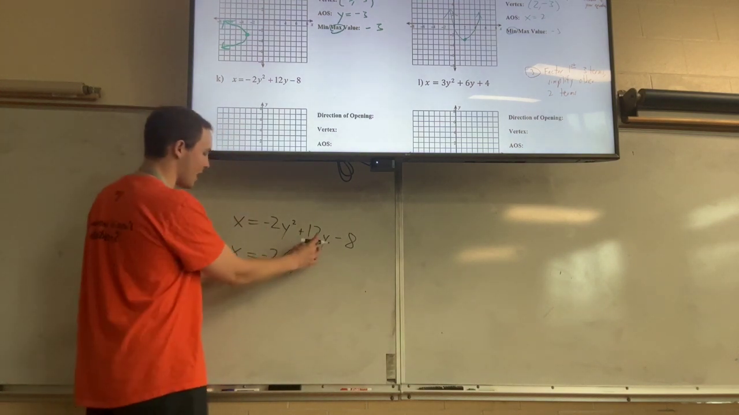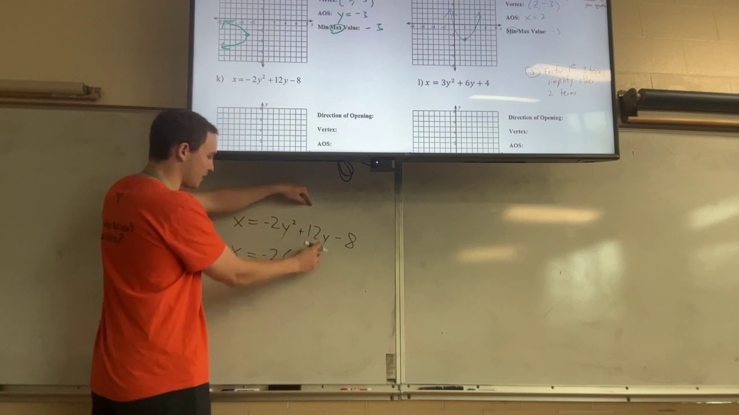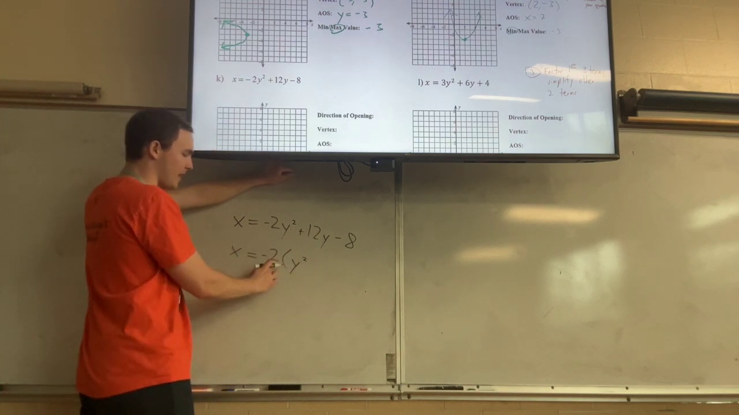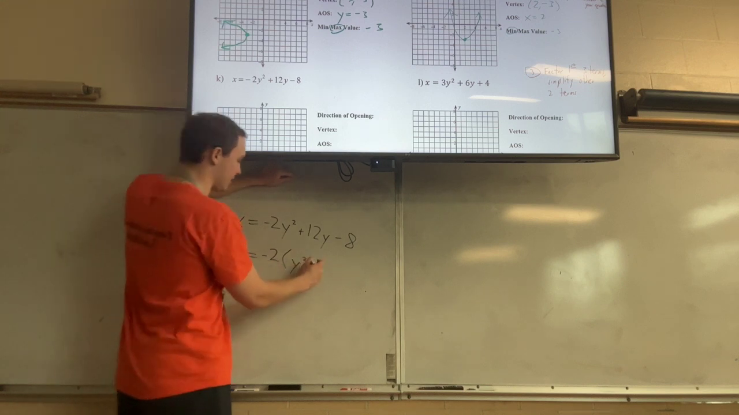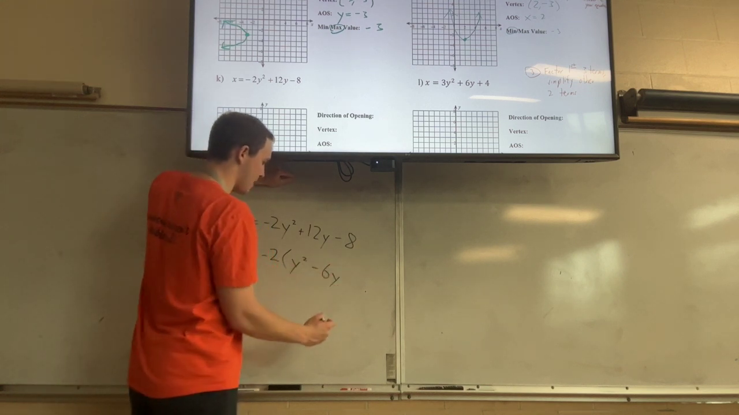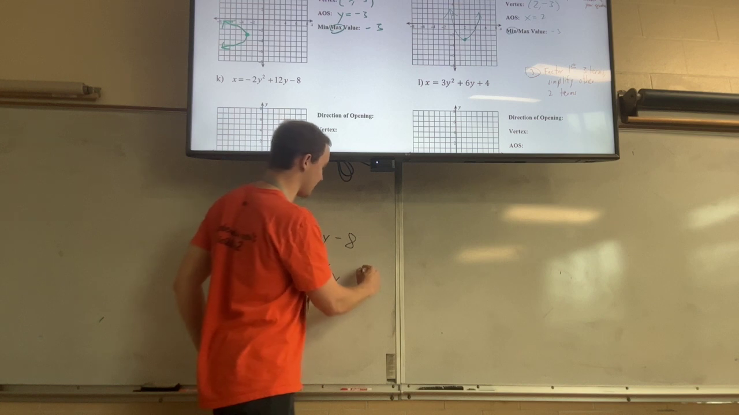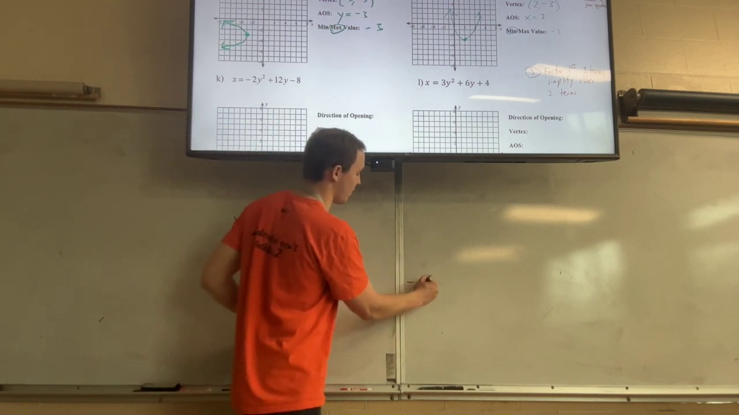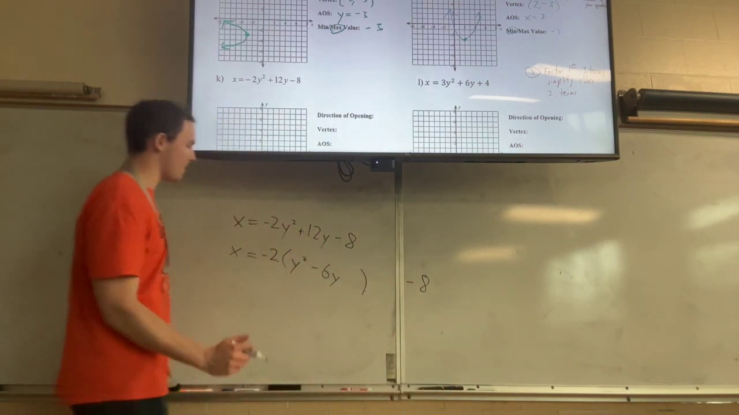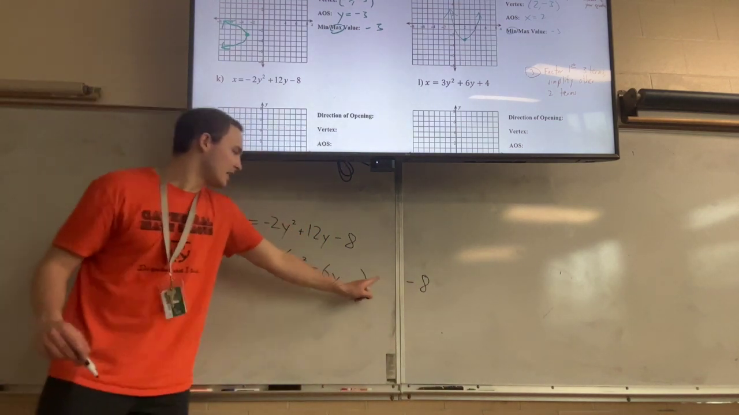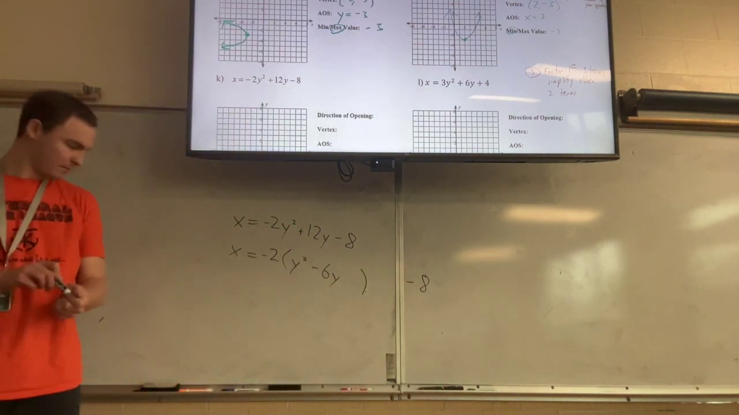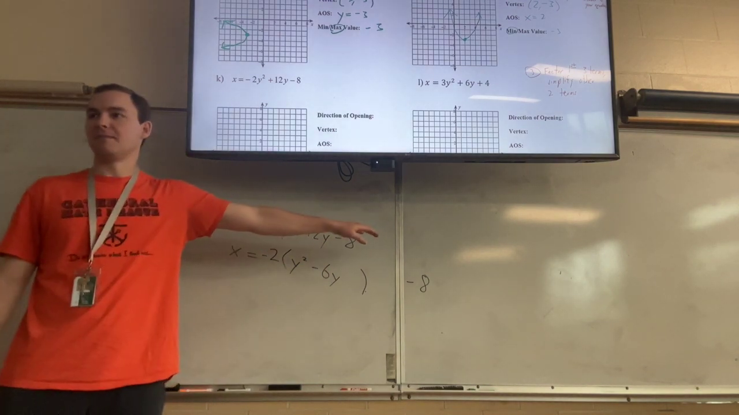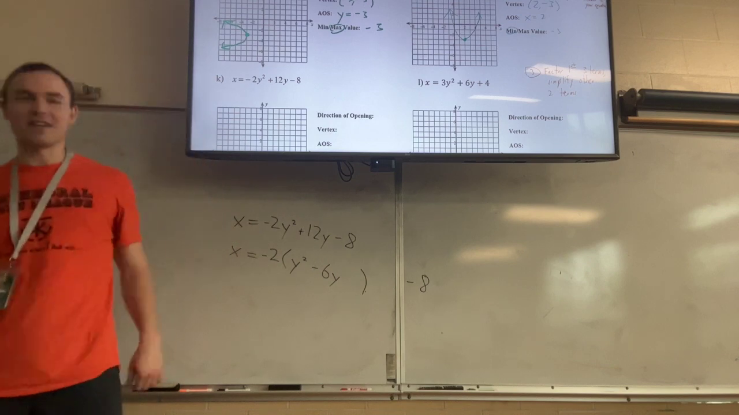Okay, and then what's this become? 12 divided by what I just pulled out. What's 12 divided by negative 2? Negative 6y. Leave the minus 8 outside. We did not factor negative 2 out of that, so just leave that chilling over here. And I left a little space here and here. Why did I do that? What did I do on that last problem? Add and subtract. There you go.